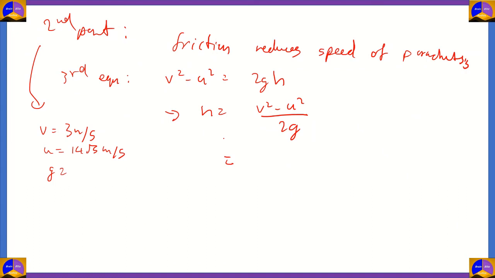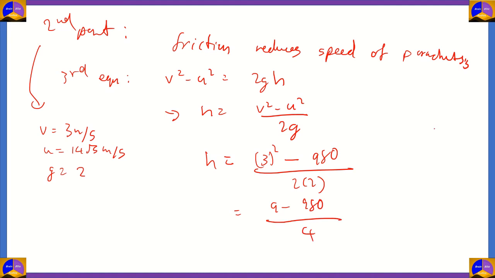So over here, you have a constant deceleration of 2 meters per second. So therefore, it will be 2 in this scenario. So the value of h is equal to 3 whole square minus 14 root 5 whole square, which is 980, divided by 2 times 2. So therefore 9 minus 980 divided by 4. If you take 980 minus 9, you get 971.